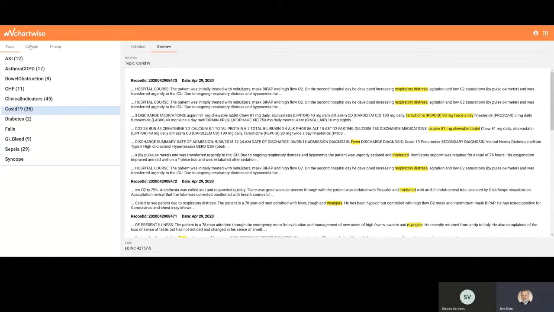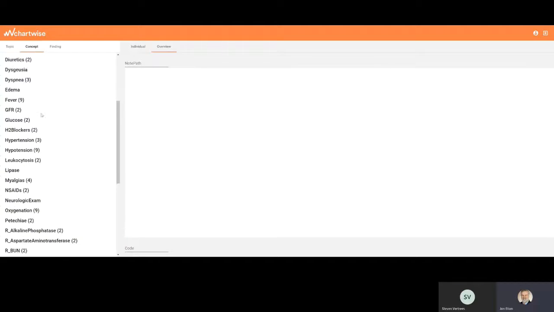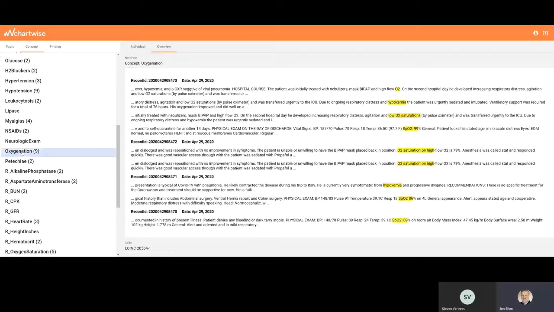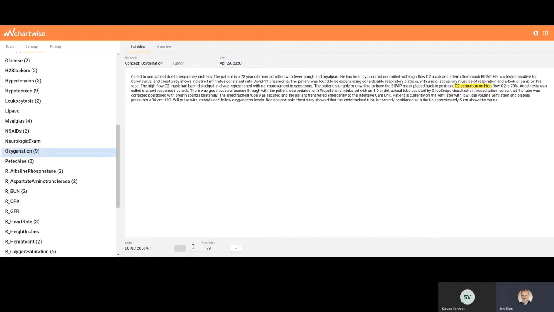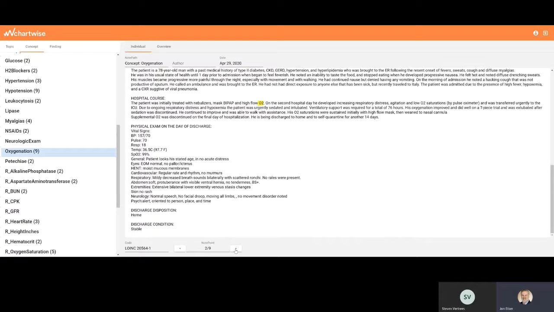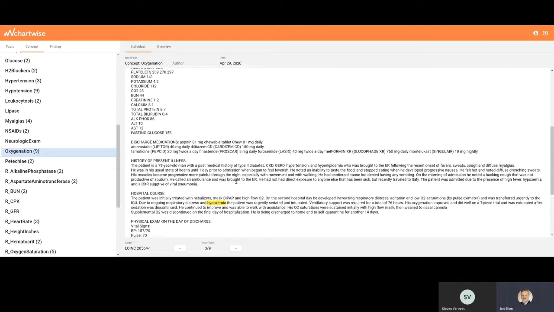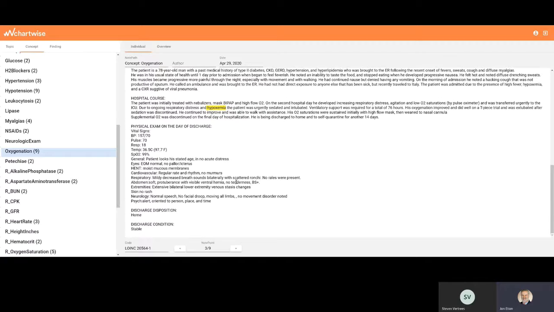We can dig in a little bit deeper and go down and see the various concepts that it knows to look for and that it's found. Here's one, for example, on oxygenation. Look at all the different kinds of representations of the oxygenation that have been gathered into one medically meaningful location. And if we want to see that in context a little bit more, we can actually navigate these one at a time. There's 9 findings related to oxygenation. Here's the first one, and the next, and the next, and we're in a spot where we can see all of this in context and know exactly what it was that was being discussed and review that.